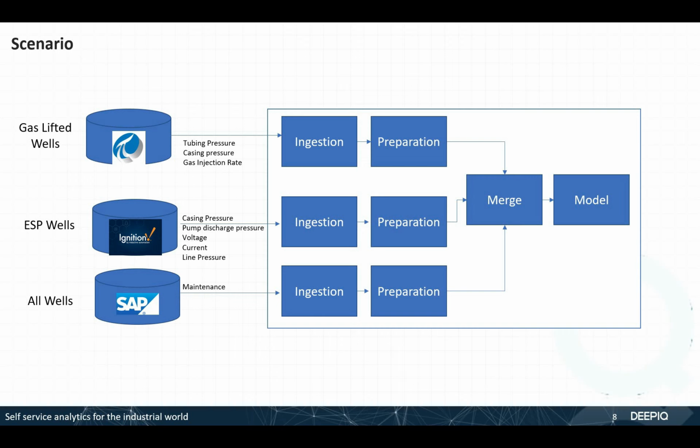Acme uses OSI Pi as their data historian for their gas lift wells. ESP wells are in a different field which they acquired recently. That field uses Ignition SCADA software from Inductive Automation.